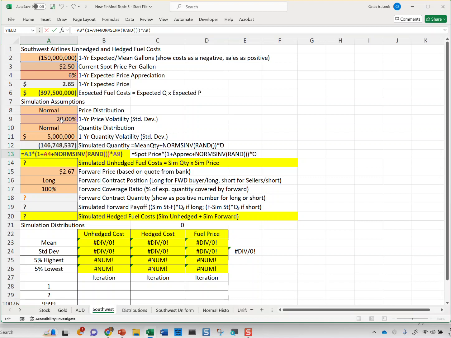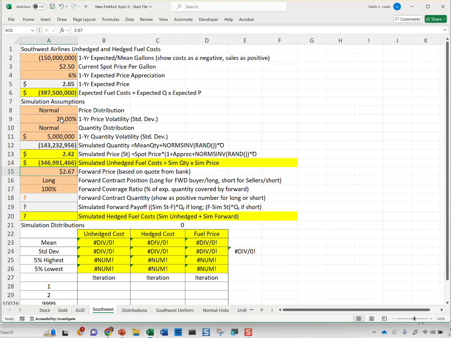Every time I hit F9, I get a new random NORM.S.INV(RAND()). And then you can see there's a lot of prices around 265. But there's quite a lot of variability because the standard deviation is 20%. So if I were to graph all these numbers here, you would see a center at 265. That would be the peak of the bell, and 68% of the time, it's plus or minus 20% of that value. All right, so now we have a simulated price, a simulated quantity. I can just multiply the simulated price times the simulated quantity. Looks like I got 397 there.